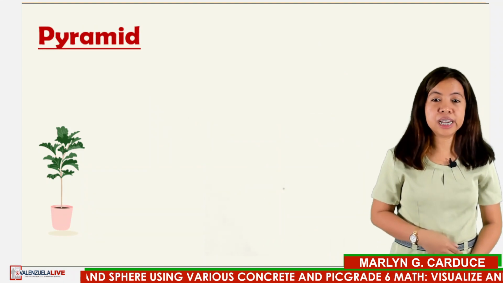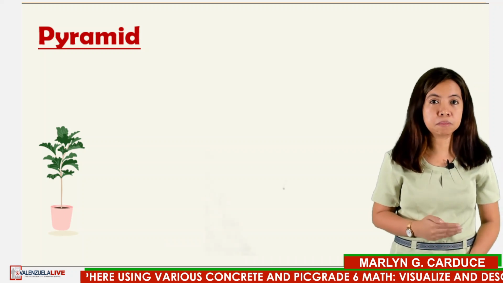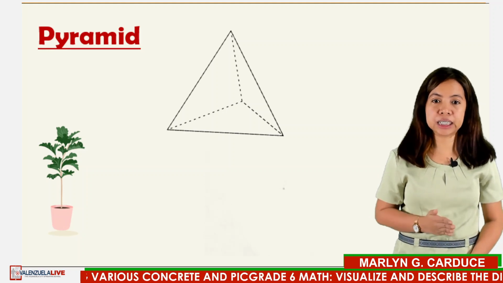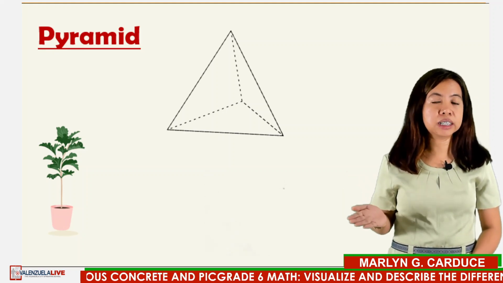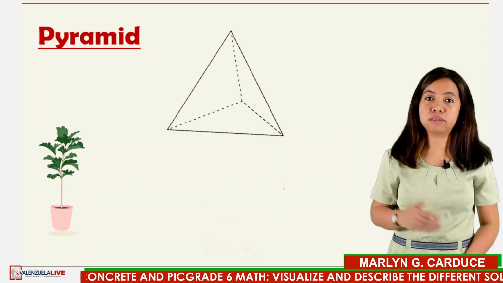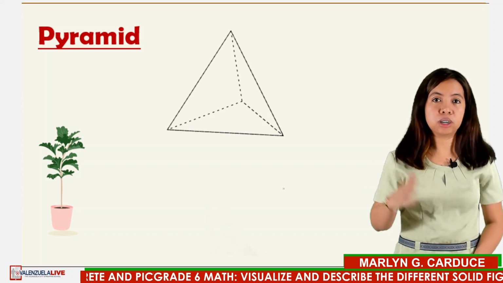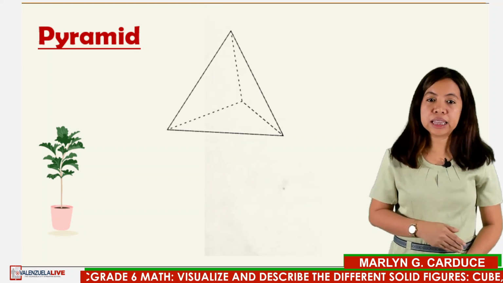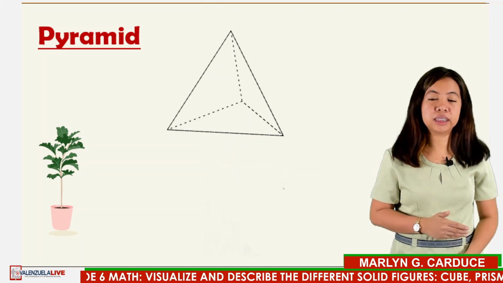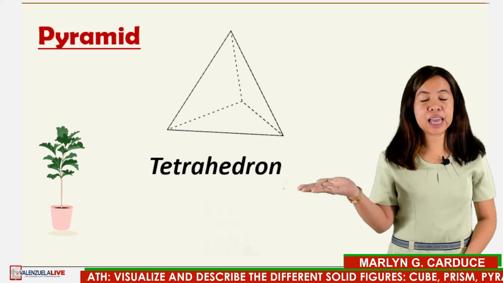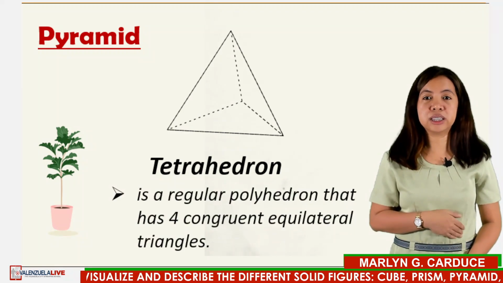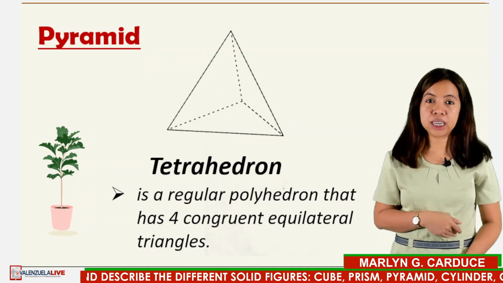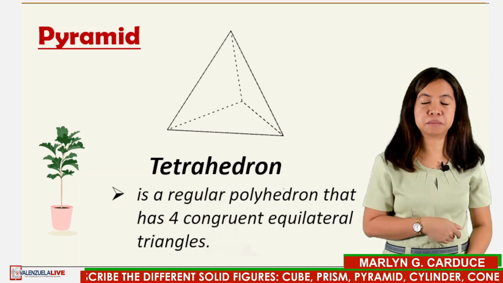And there is also a triangular pyramid made up of 4 congruent equilateral triangles. So when we say equilateral, all the sides of a triangle or of a solid figure have the same measurement. And this is another regular polyhedron that is called the tetrahedron. So tetrahedron is a regular polyhedron that has 4 congruent equilateral triangles.